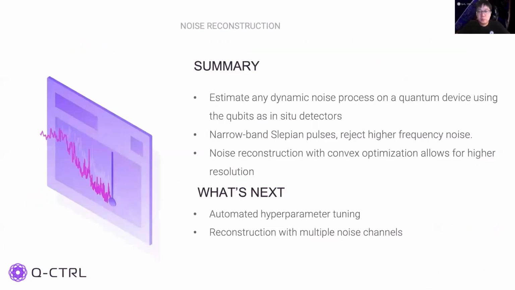In summary, we have shown a new approach to reconstructing the noise spectrum. As demonstrated in both simulation and experiments, we use narrowband Slepian pulses to optimally estimate the noise spectrum properties without leakage from higher frequency noise. And we use the convex optimization approach to reconstruct the noise spectral density with a high resolution. Further work will look at automating the hyperparameter tuning process for our method and applying the algorithm to reconstruction problems with multiple noise channels.